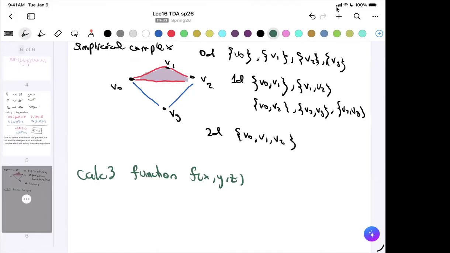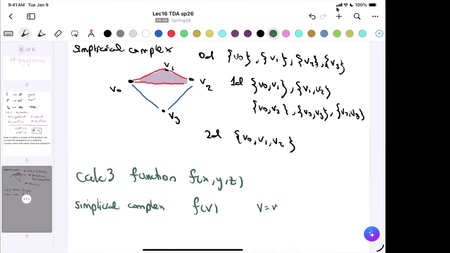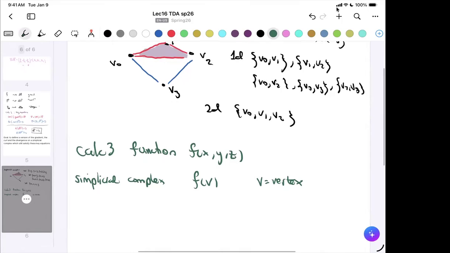Okay, so on the simplicial complex, the function is a function of v, where v is a vertex. So a function for us on a simplicial complex would be a function from the vertex set to the real numbers. So it's a function from the vertices to the real numbers.